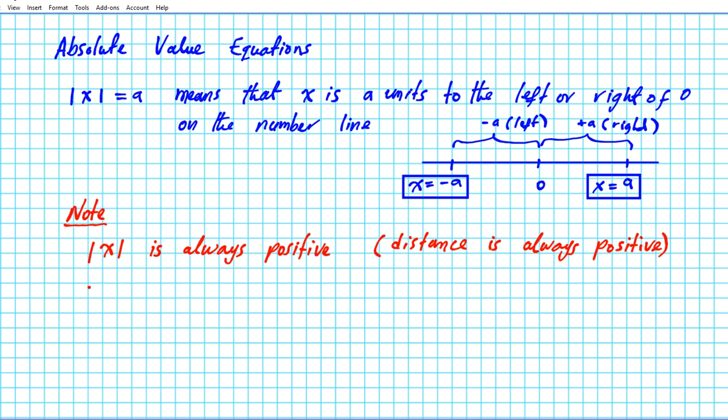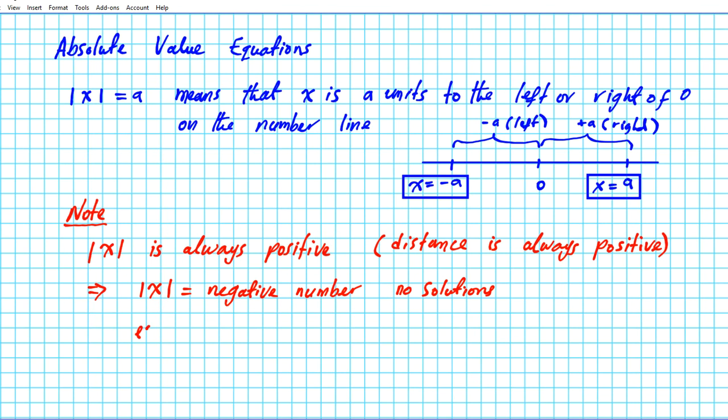So what does that mean? This implies that if you have the absolute value equal to a negative number, there's going to be no number that satisfies this equation. So this will basically imply that there are no solutions.